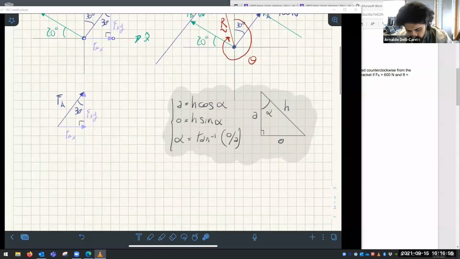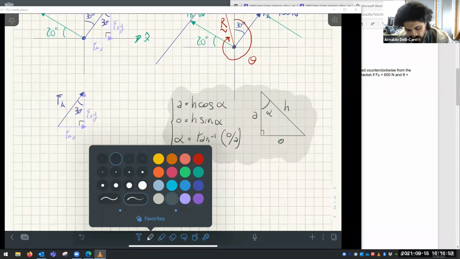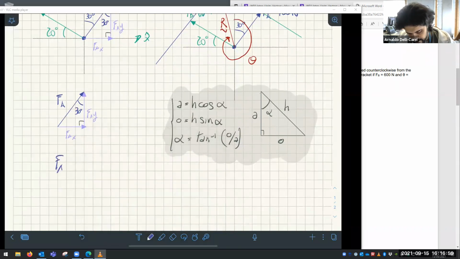There you go. We get here, and we say that FAX. So this is FA split into components. We have FAX is FA times the sine of 30 degrees.